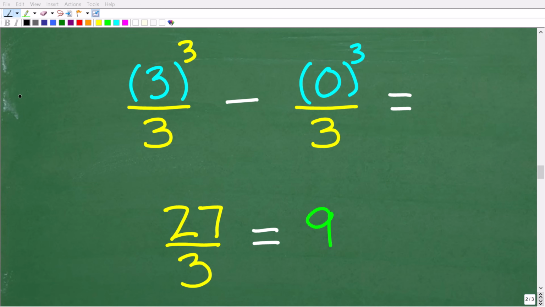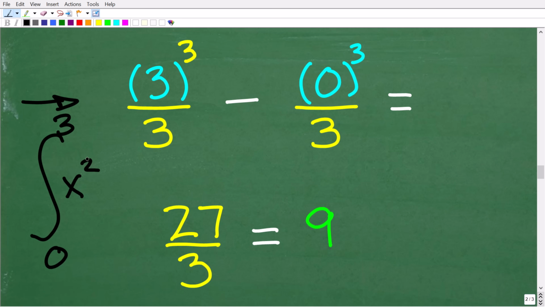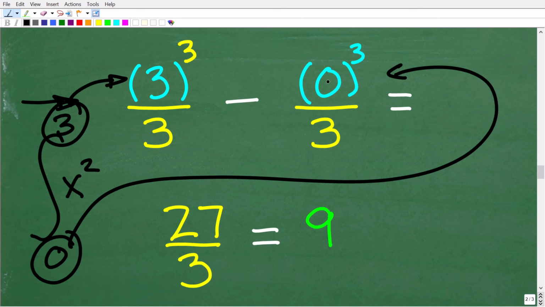Okay, so let's go ahead and do this calculation, and again we're dealing with integration. So remember, we're finding the area underneath the curve x squared starting from 0 going out to 3. So this 3 right here is going to be plugged in where this x was, and then this 0 right here is going to be plugged in where this x was.